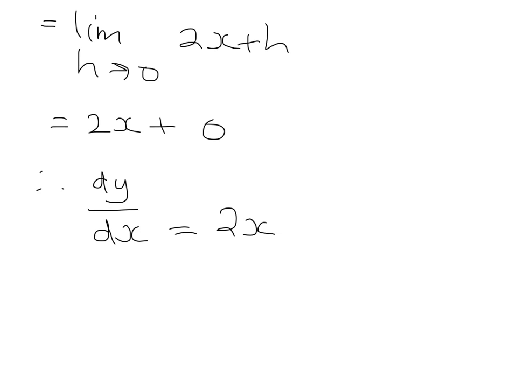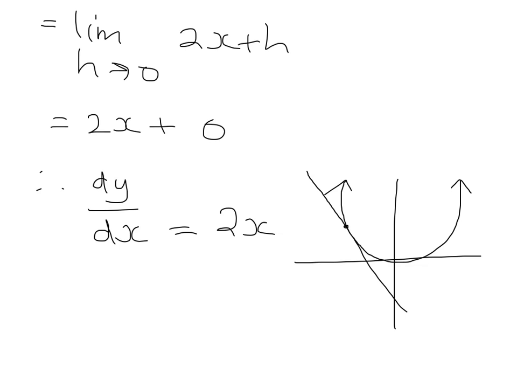2x. This means that any tangent line you draw for the curve y equals x squared at any point will have the equation y equals 2x. And if x is negative, then it's going to be a negative gradient. If x is positive, it'll be a positive gradient. But they all have the equation y equals 2x.